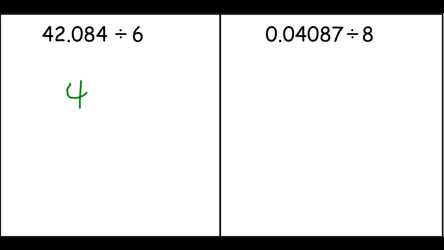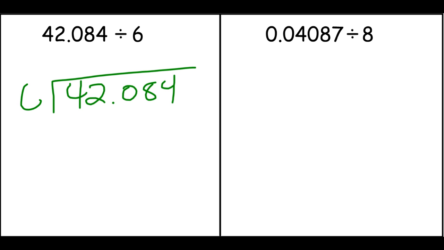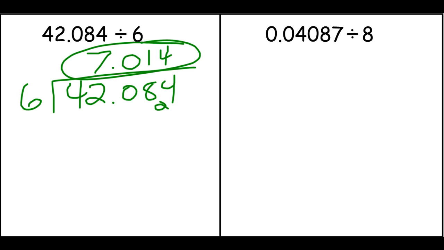So 42 and 84 thousandths divided by 6. 6 goes into 42 7 times with no remainder, goes into 0 no times, goes into 6 once with a remainder of 2, and 6 goes into 24 4 times, so our answer is 7 and 14 thousandths. Our quotient is 7 and 14 thousandths.